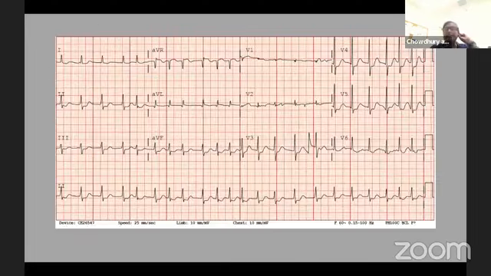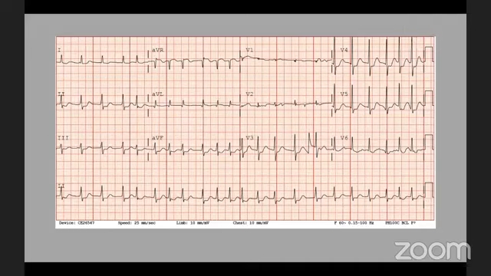And this was the EKG. I can't see the EKG, it's not coming up. Can you see it now?